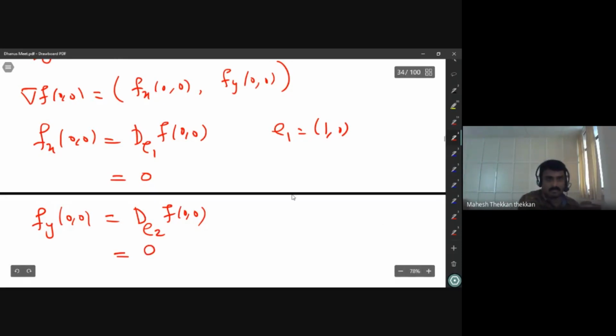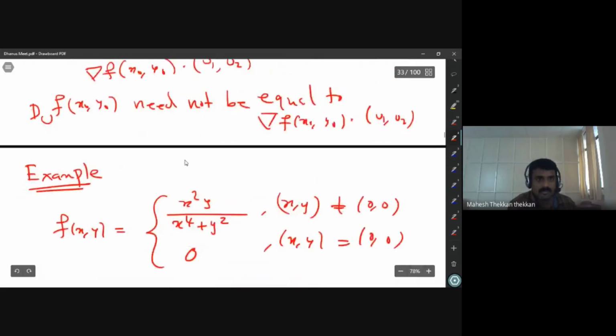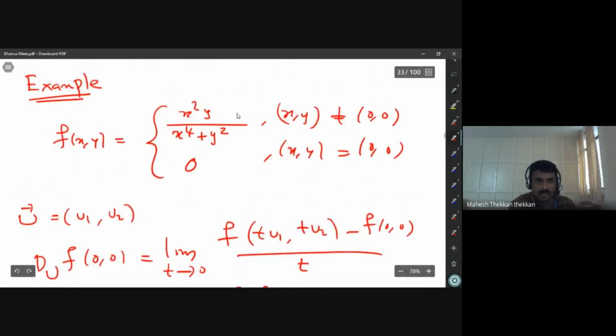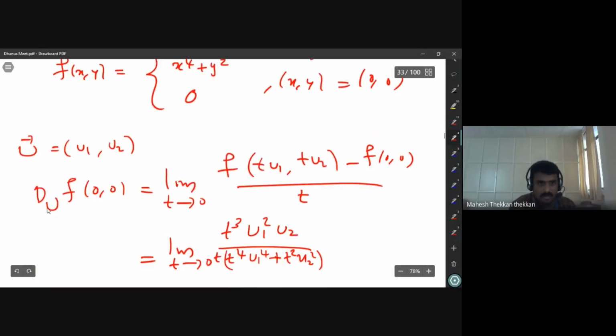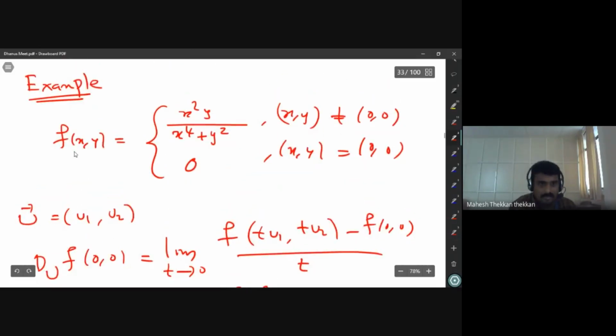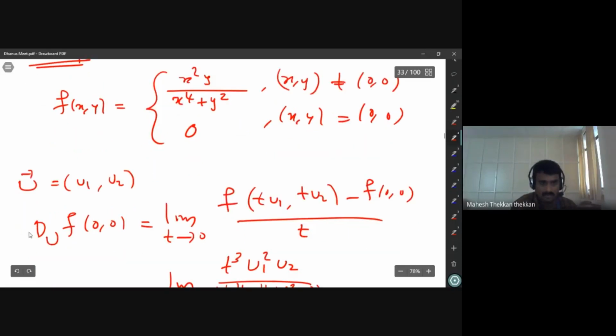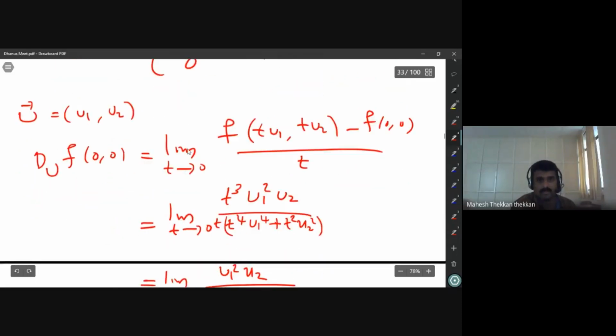So let's see here. The function is f(x, y) = x²y / (x⁴ + y²) for (x, y) not equal to (0, 0), and for (x, y) = (0, 0) it will be 0. Now I wanted to look at the directional derivative of f in the direction of u at (0, 0). This is the notation for that: D_u f(0, 0). That will be nothing but the limit as t tends to 0 of f(tu1, tu2) minus f(0, 0), divided by t.